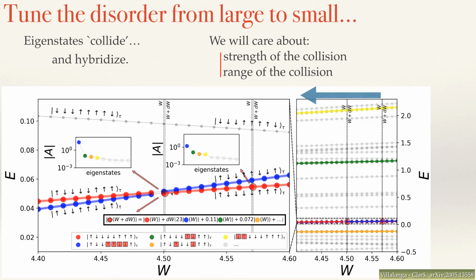What do I mean by that? Well, we can write the red eigenstate at W plus dW in terms of the red eigenstate at W plus the hybridization with everybody else. We only move that red eigenstate a little bit. It only moves dW amount. And so what we should do is we should say, oh, it hybridized by dW times 2/3 of the blue state plus 1/10 of the green state plus 1/100th of the orange state. And that's the strength. The strength of the hybridization between red and green was 1/10. So that'll be our metric of strength.